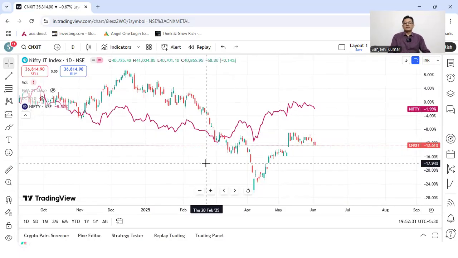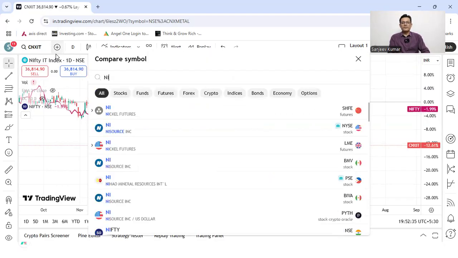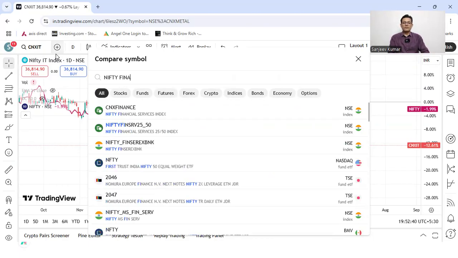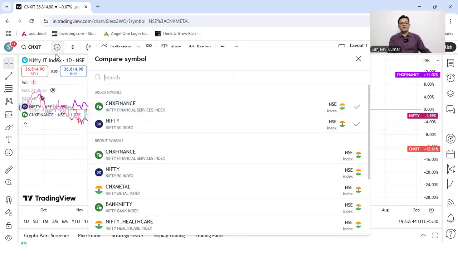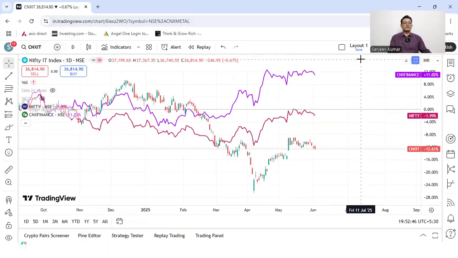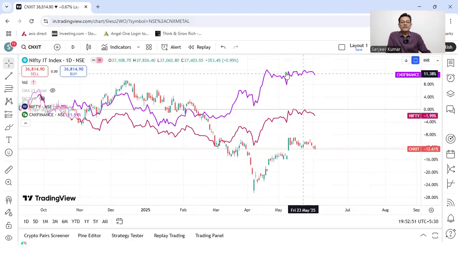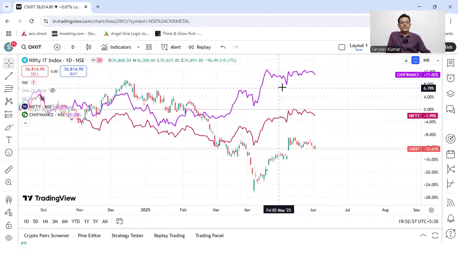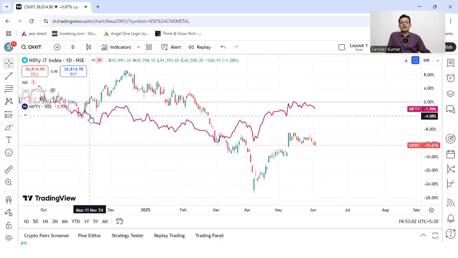Okay, now I am putting one more, Nifty Financial Services. This line is for Nifty Financial Services. You can see Nifty Financial Services is outperforming.